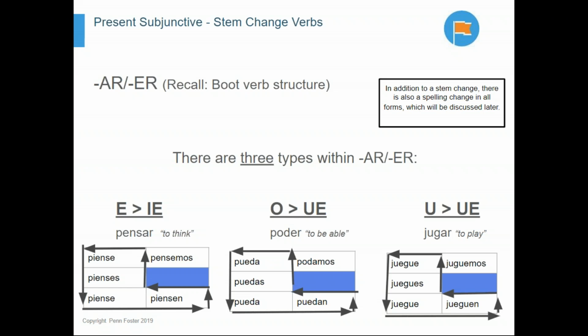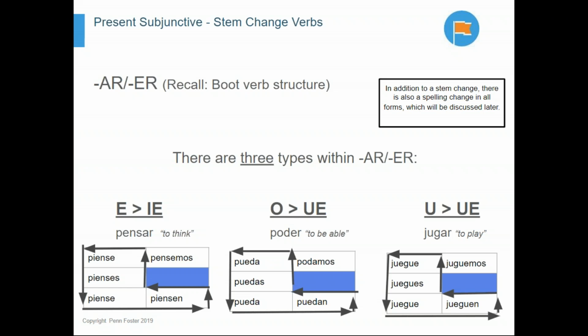And in each of those, in first plural, the stem change does not occur. And that's just like present indicative tense. One thing about jugar, it's a little bit unusual. It also will have a spelling change, which we'll talk about later. That's another type of verb in the present subjunctive.